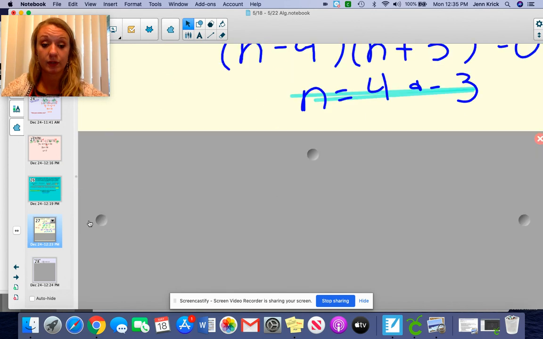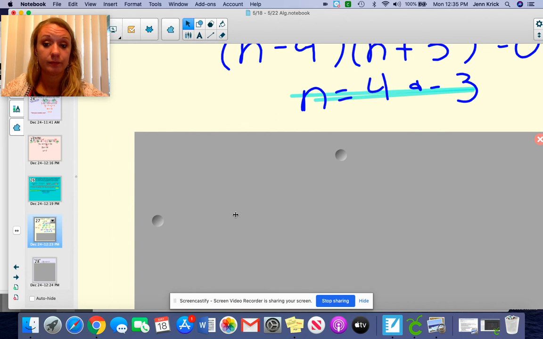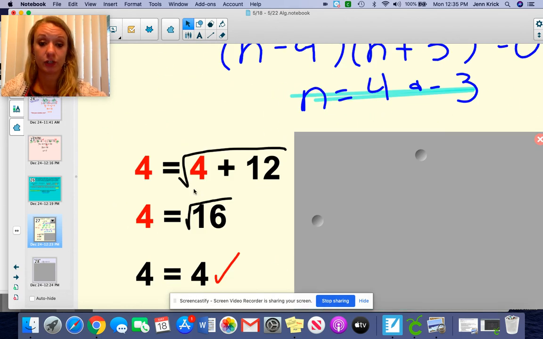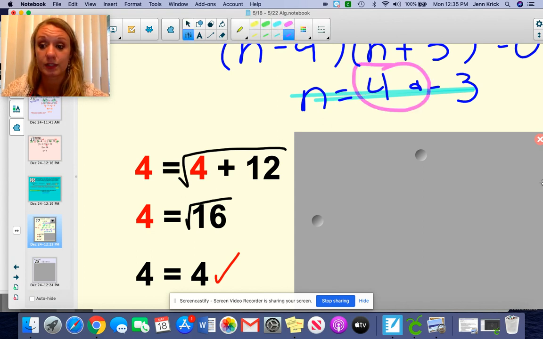Okay, and here's what it looks like. If I test out my first one, if I plug in 4 for n, back to my original equation, I get 4 plus 12, which is 16. 4 is equal to square root of 16. I know square root of 16 is 4, so this one works. That means that 4 is a solution. Okay, so this guy works.